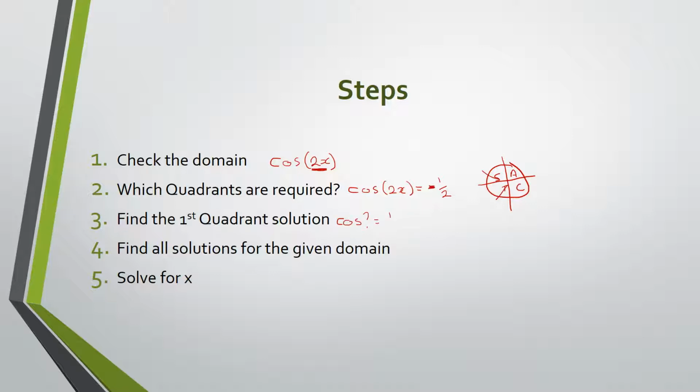Then we find the solution in the first quadrant. So we would think cos of what equals half, and we'd be finding the first quadrant solution. We extend this to look at all solutions in the given domain, and then finally we solve for x. If I was using this example done here, I would have got 2x equals a whole range of solutions. To solve for x, I would then need to be dividing by 2.